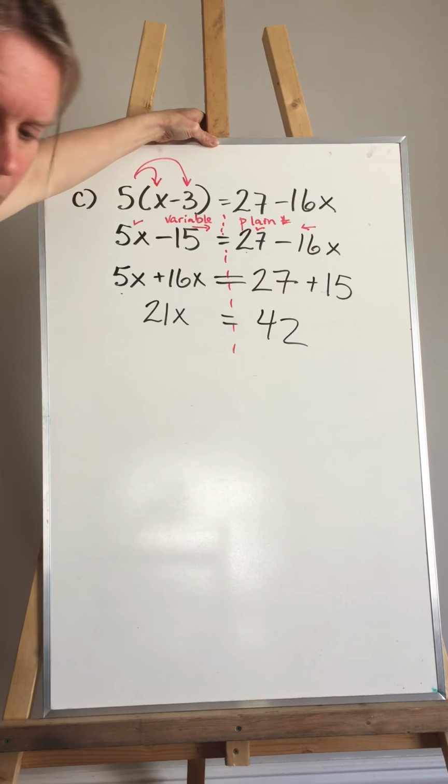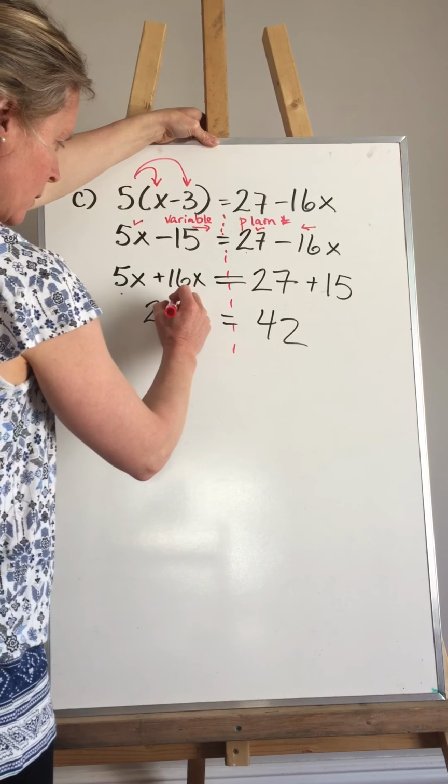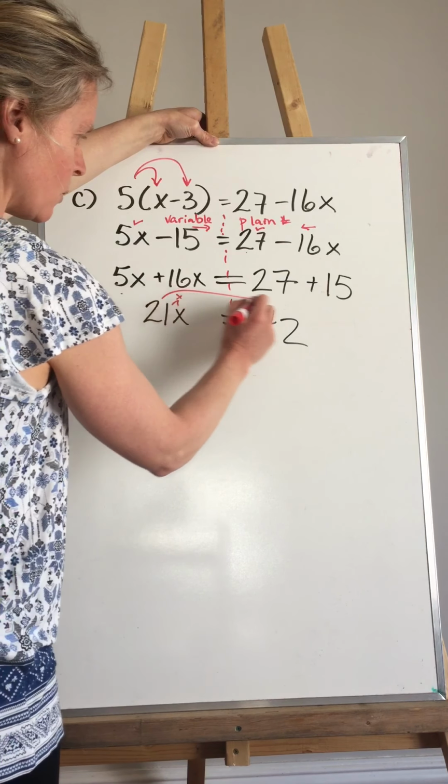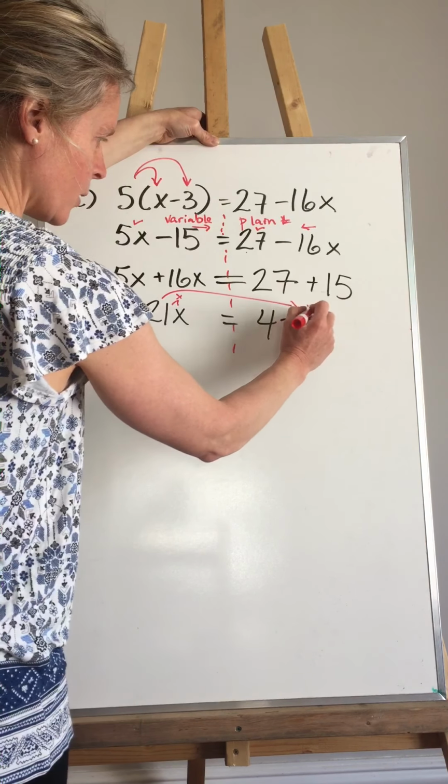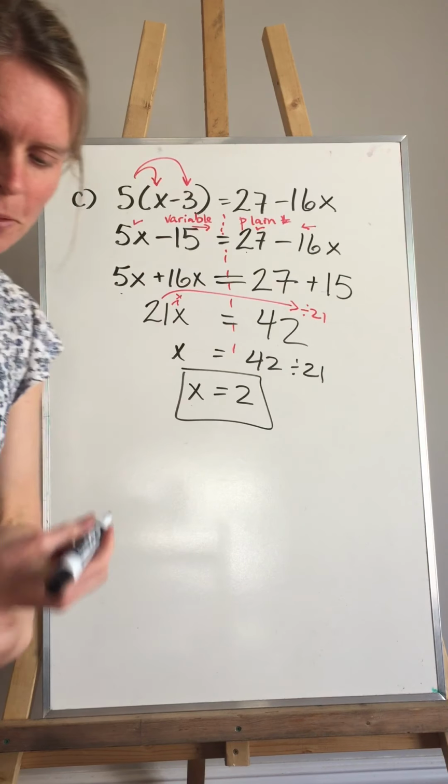Now we know our last step is going to be, this is multiplication, so the 21 is going to be divided by 21. So x is going to equal 42 divided by 21. Therefore x is equal to 2. Okay, now seeing that twice.